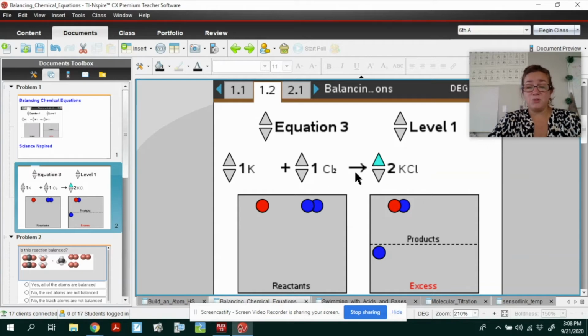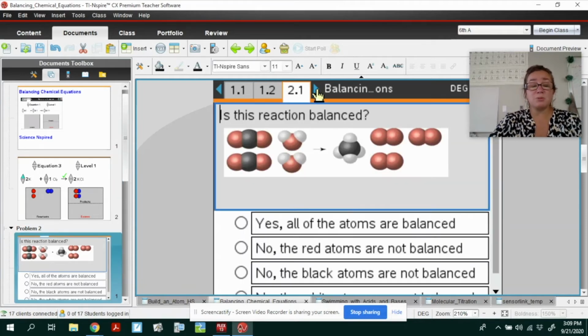But now I have 2 Ks. Let me go put a KO. Oh, that worked. So just having them see not only the numbers and the symbols, but then also on the molecular level view what those symbols represent. And then there's some questions.